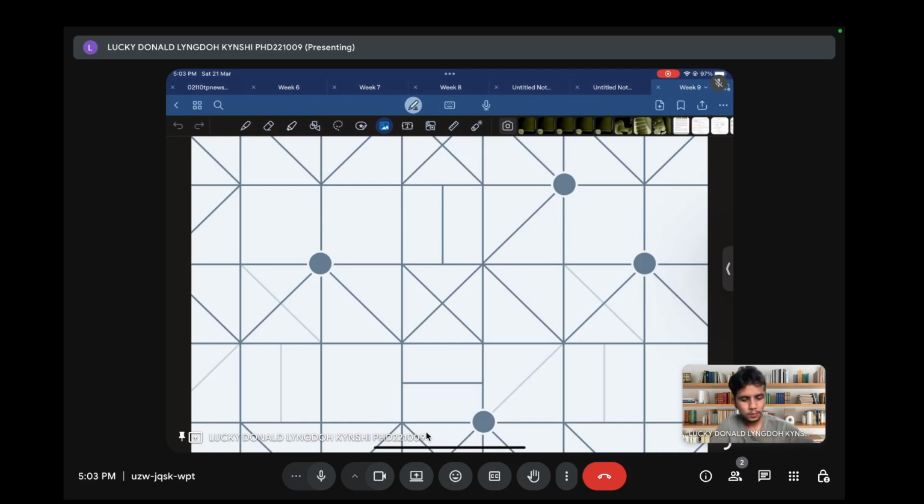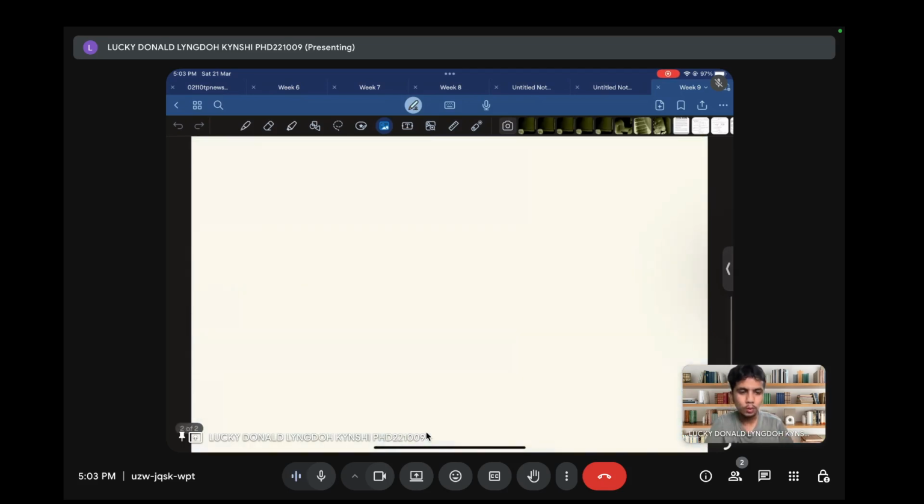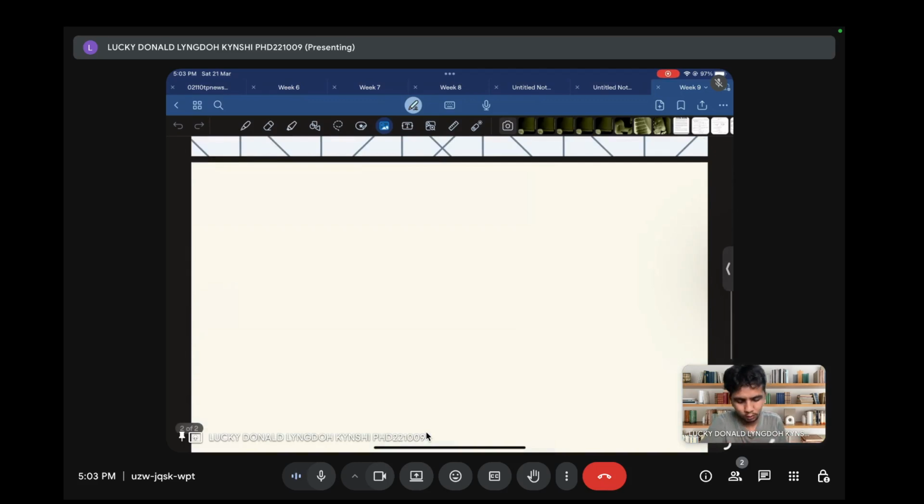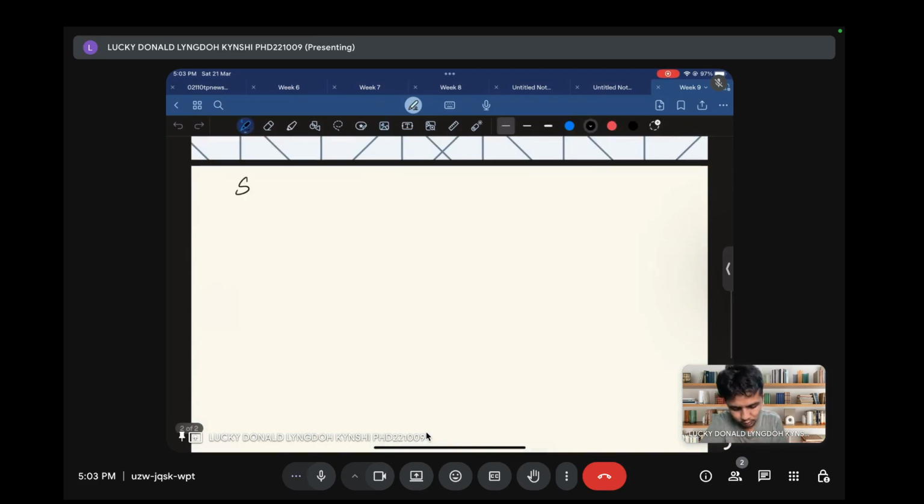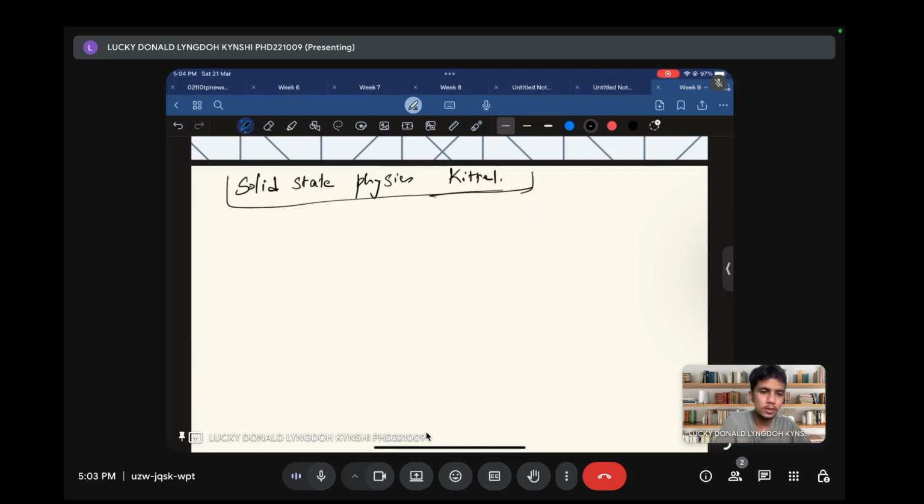Before we move ahead, you can always refer to these books, especially for these topics: your solid state physics by Kittel. Most of the details are here. In this case, we will be solving problems which are mainly based on the topics from Kittel.